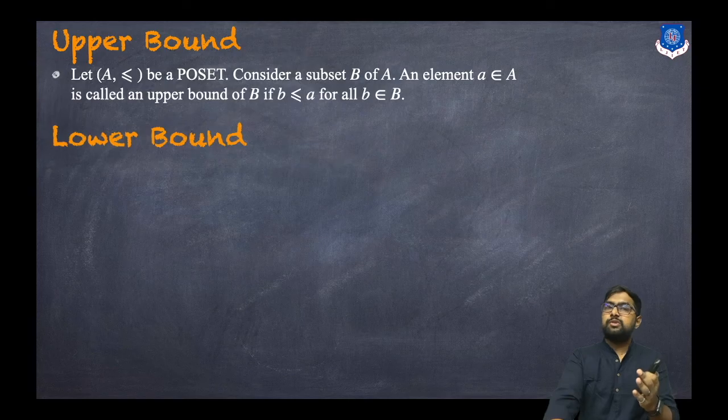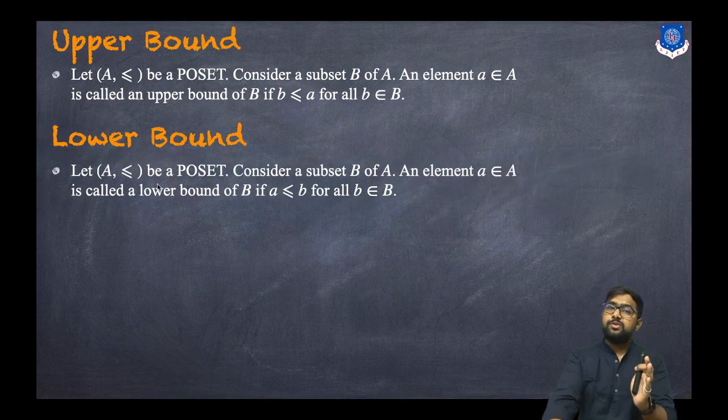Now let us discuss what a lower bound is. These definitions are very tedious, so we will understand them by using examples. Let (A, ≤) be a poset. Now consider a subset B of A. An element a belonging to A is called a lower bound of B if a is less than or equal to b for all b belonging to B. There is no difference, just the inequality is changing. So these are the definitions.